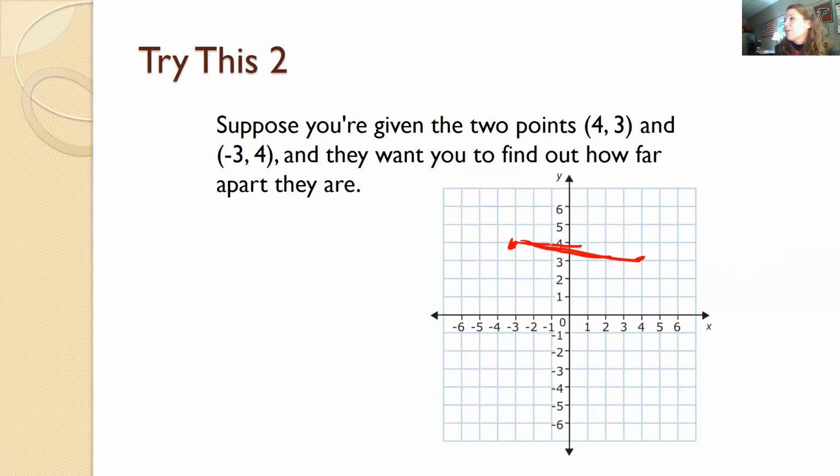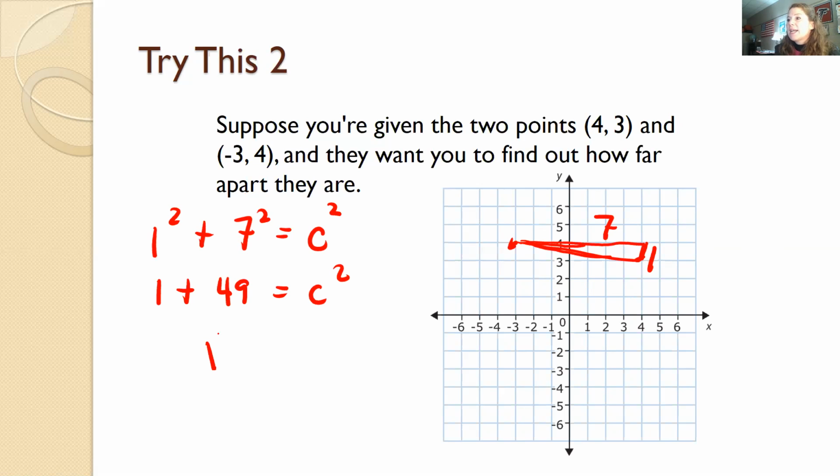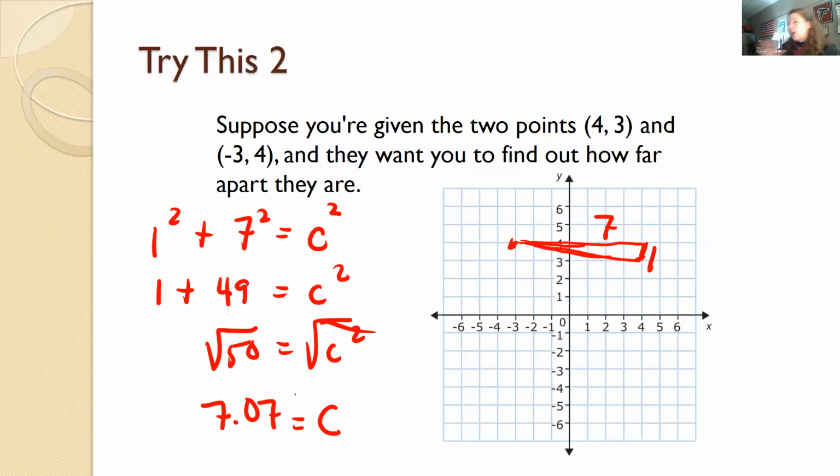All right, so we're gonna make our right triangle. We're gonna pretend like everything's perfect. The unit is 1 by 1, 2, 3, 4, 5, 6, 7. So 1 squared plus 7 squared is equal to c squared. So 1 squared is 1 plus 49. So the answer is the square root of 50. So c is equal to the square root of 50, which is 5 square roots of 2, which is about 7.1 or 7.07 units long.